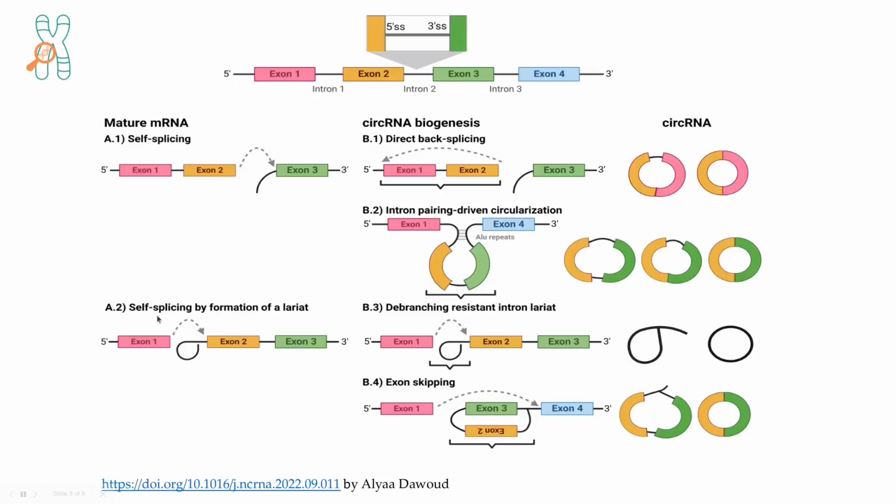Another form, self-splicing by formation of a lariat. Lariat is like a rope. You can see here this intron is forming a lariat. A lariat will lead at the end to form an intron circular RNA, not exon circular RNA. The fourth form is exon skipping. And you can see here, exon 2 and exon 3 form backsplicing, and the normal messenger RNA is formed between exon 1 and exon 4, which led to the formation of circRNA from exon 2 and exon 3.